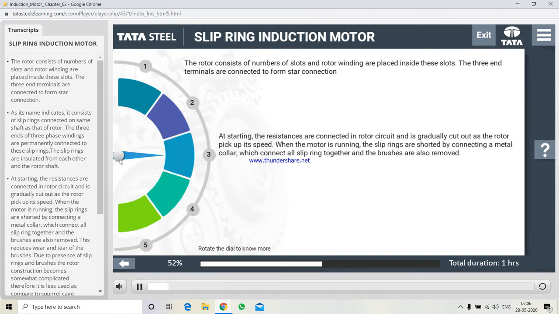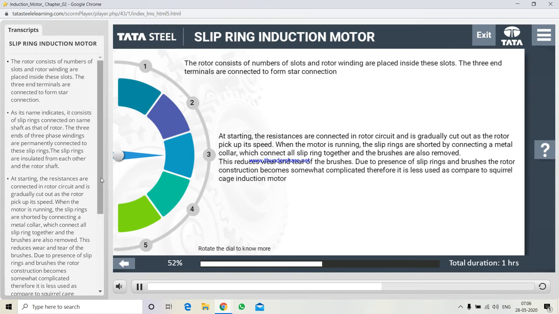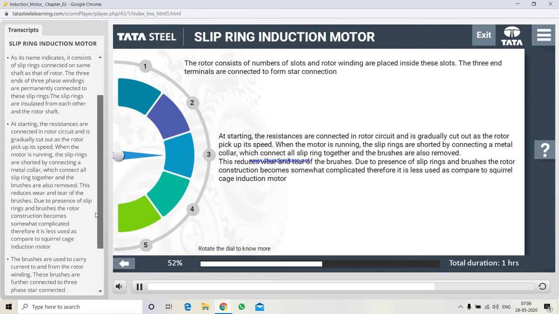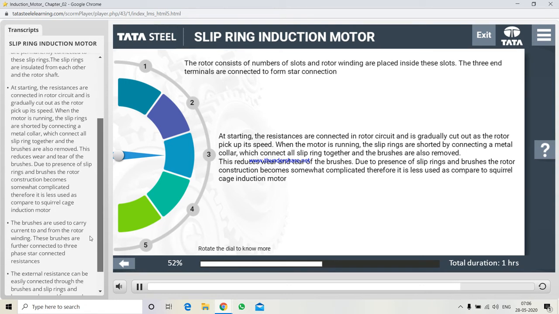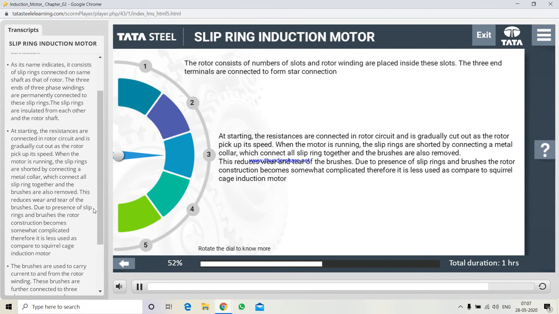At starting, the resistances are connected in the rotor circuit and are gradually cut out as the rotor picks up its speed. When the motor is running, the slip rings are shorted by connecting a metal collar which connects all slip rings together, and the brushes are also removed. This reduces wear and tear of the brushes. Due to the presence of slip rings and brushes, the rotor construction becomes somewhat complicated. Therefore, it is less used as compared to the squirrel cage induction motor.